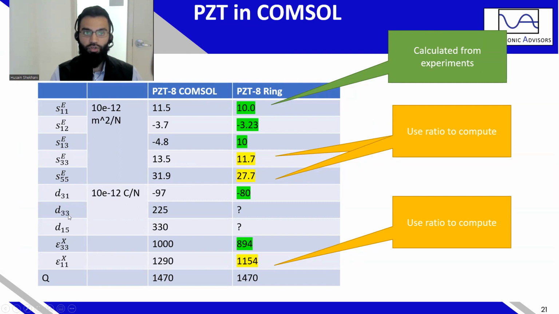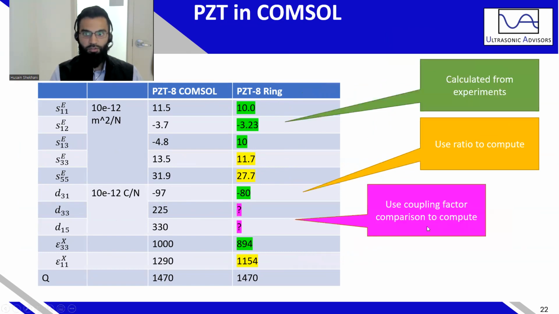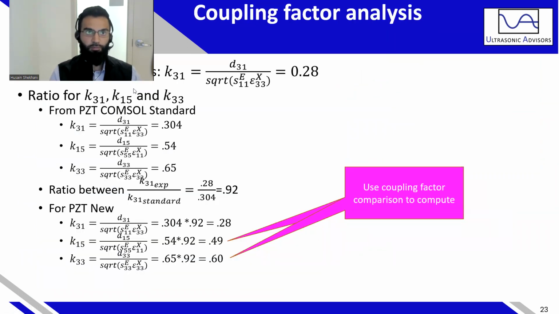But we don't do that for D33 and D15. You're not just going to use a ratio, and I will explain why you don't use a ratio for these properties, because you might make nonsensical, non-physical properties. You might be tempted to put that in. So you use the coupling factor comparison to compute, and I'll explain what the coupling factor comparison is.